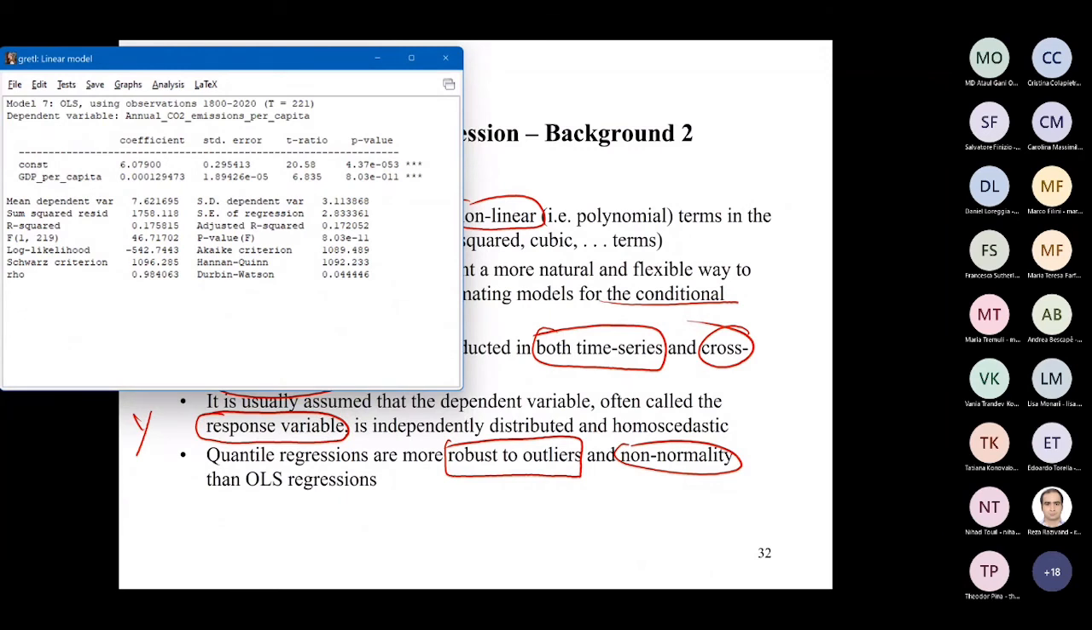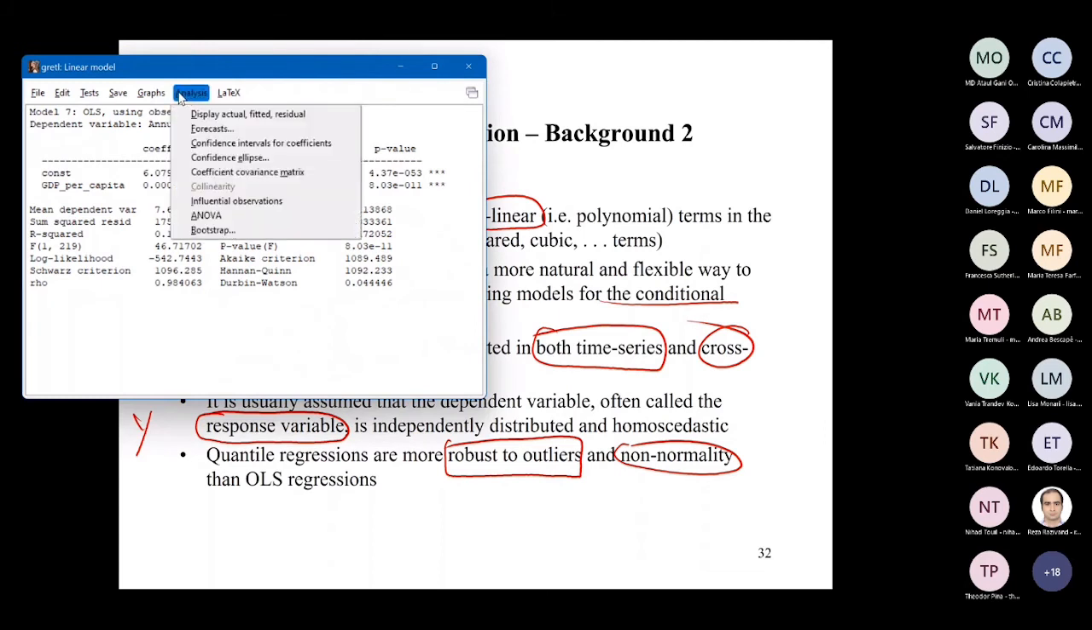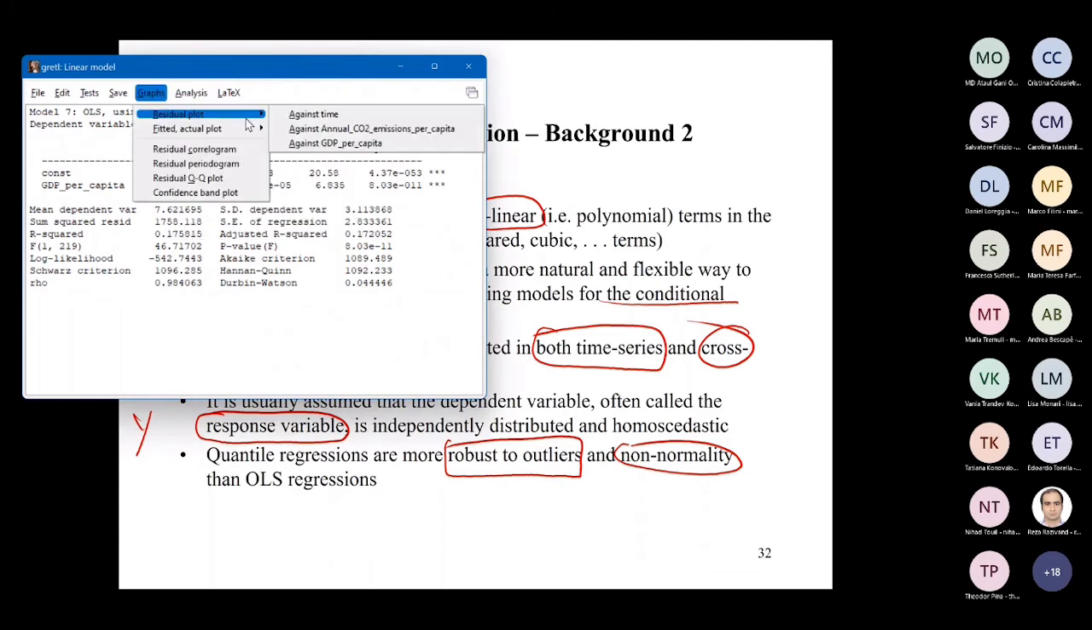I only need the possibility to share. And then I'm going to show you how we can do quantile regression. First of all, let me show you how we can identify outliers in your project. So this is the linear model I have in front of me. We can have a residual plot: Graphs, residual plot against time.